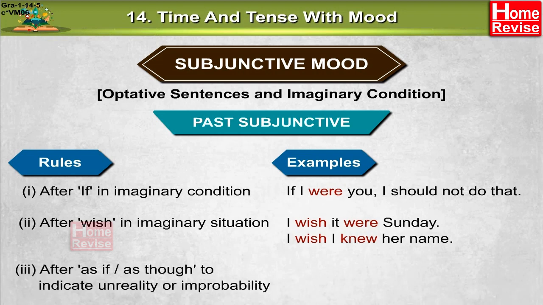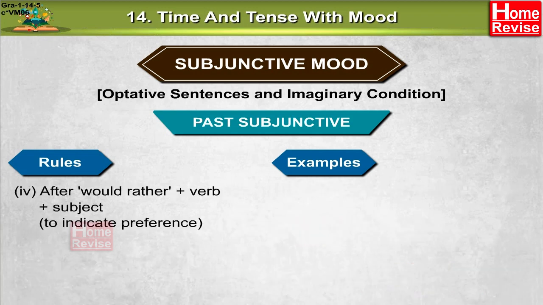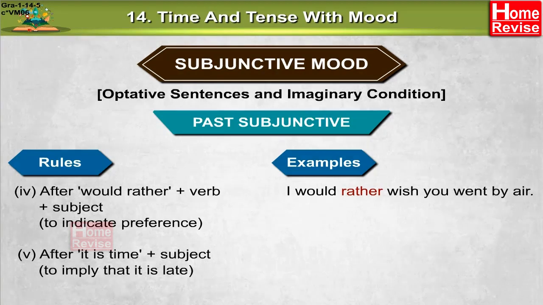Third, after as if or as though to indicate unreality or improbability. Example, she behaves as if she is a queen. He walks as though he were drunk. Fourth, after would rather plus verb plus subject to indicate preference. I would rather wish you went by air. Fifth, after it is time plus subject to imply that it is late. It is time we started.